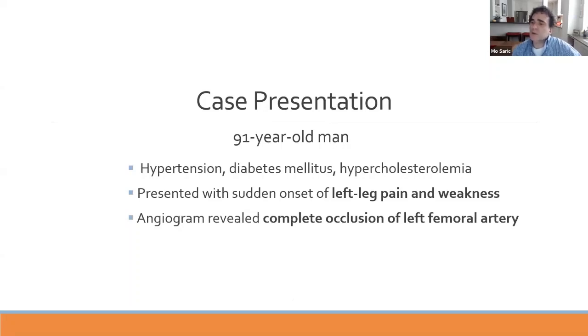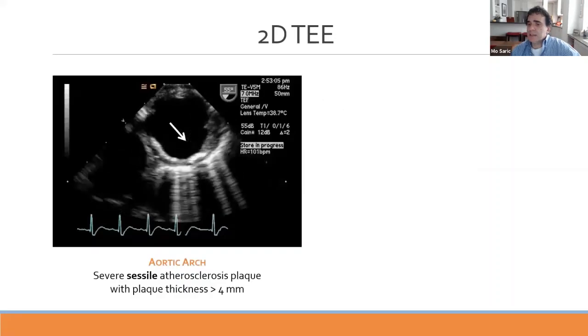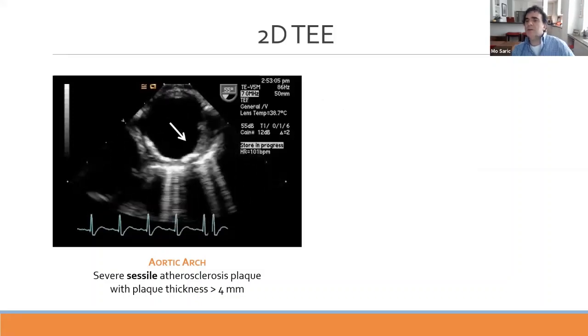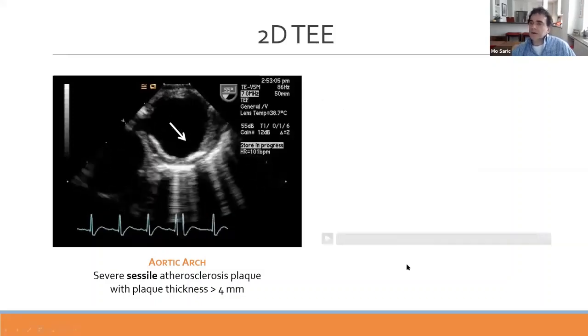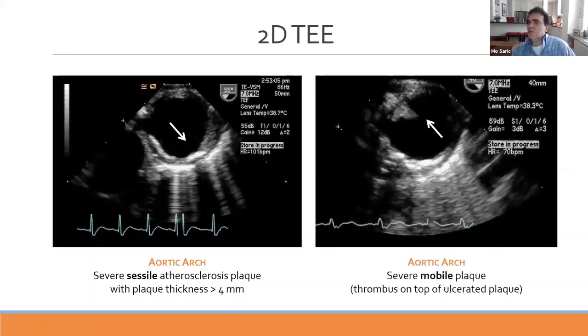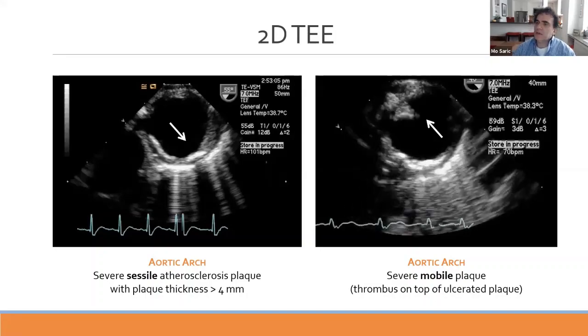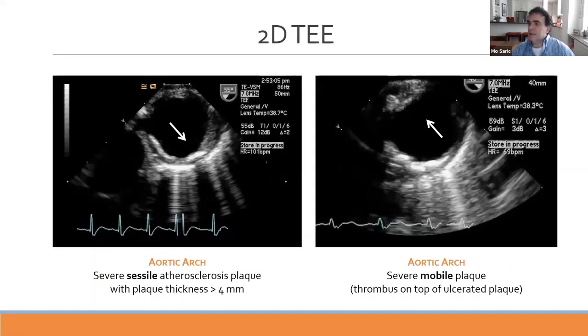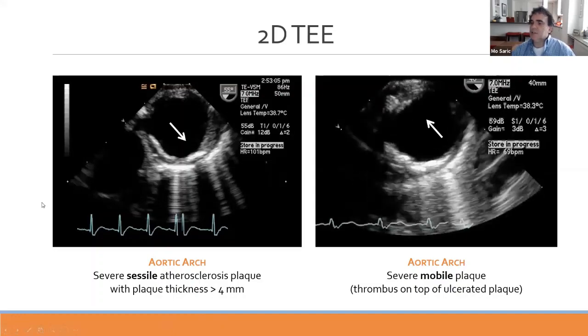Angiogram of that leg revealed complete occlusion of the left femoral artery, and a surgical specimen revealed the thrombus. Now let's look at his TEE. This is his aortic arch showing severe sessile plaque, thicker than 4 millimeters, partly calcified. In a different portion of the aorta, you see a large mobile component over the ulcerated plaque that is essentially a thrombus, and part of that embolized into his left leg, creating acute ischemic limb necessitating urgent surgery.